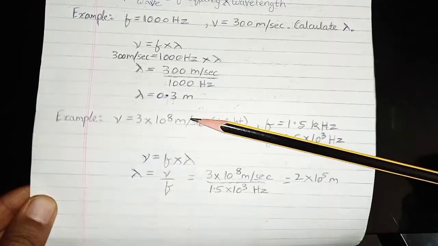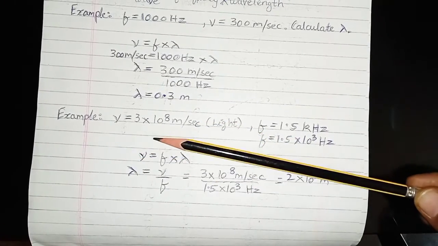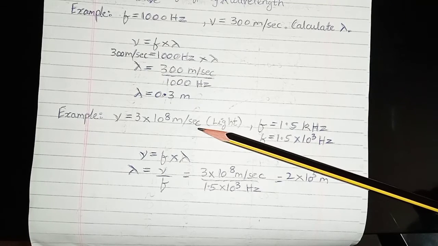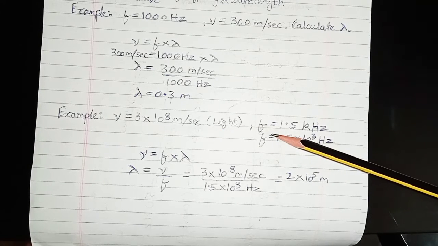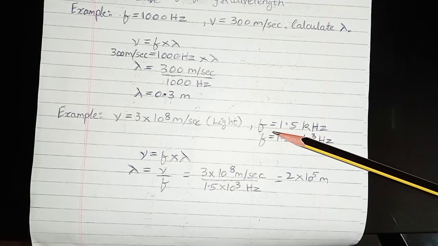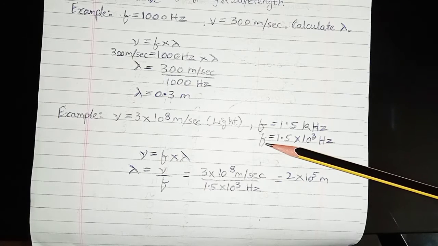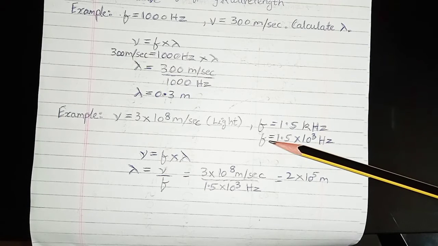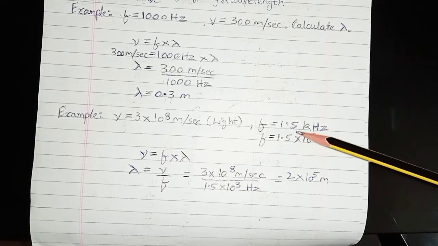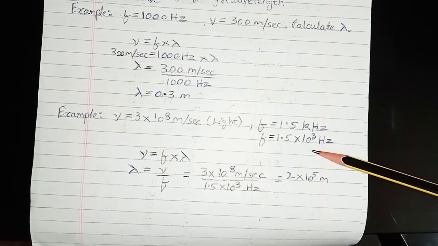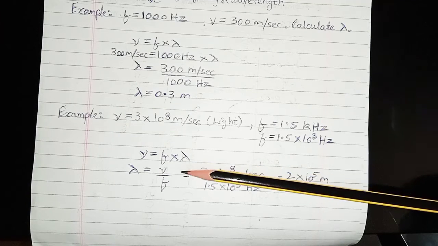Second example we can take, wherein this is the velocity of light, 3 into 10 raised to 8 meters per second. Frequency has been given. F is equal to 1.5 kilohertz. Kilo we have to simplify more. F is equal to 1.5. In place of kilo we have to put 10 raised to 3 hertz. Now we have to substitute in this formula. V is equal to f into lambda.